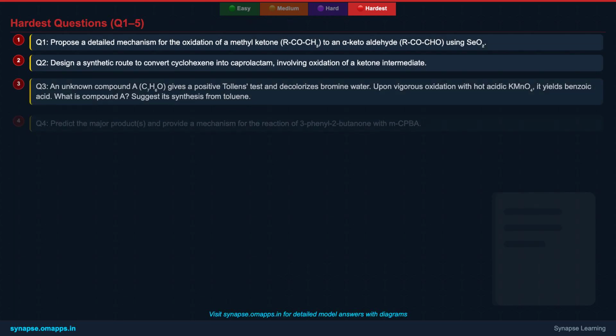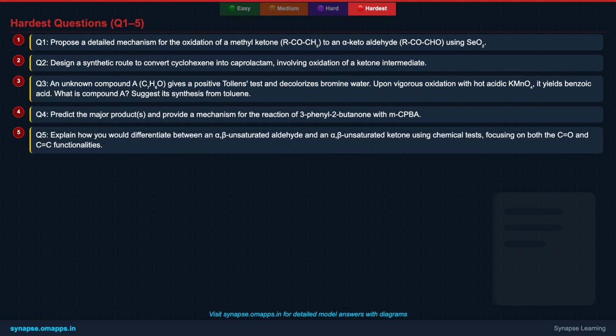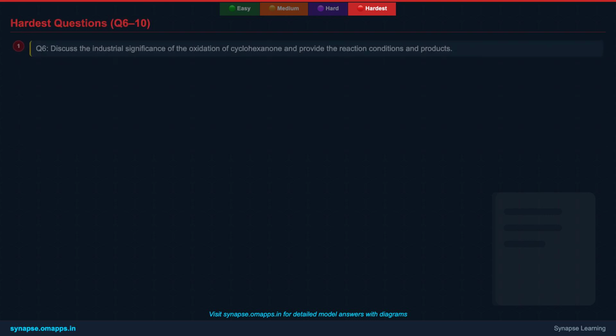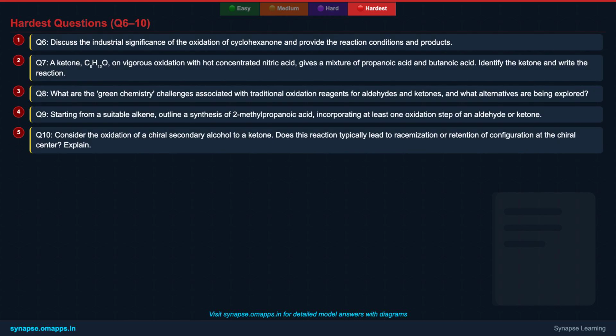You've reached the pinnacle of understanding. Here are the first 5 of 10 challenging questions designed to push your limits. These problems demand a deep grasp of mechanisms, reagent selectivity, and multi-step synthesis. Good luck! And here are the remaining 5 questions to solidify your mastery of oxidation reactions of aldehydes and ketones. Tackle these with confidence, applying all the concepts and advanced insights you've gained. Remember, practice is key to acing JEE Advanced.